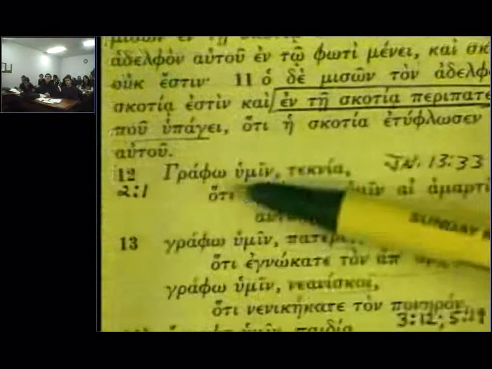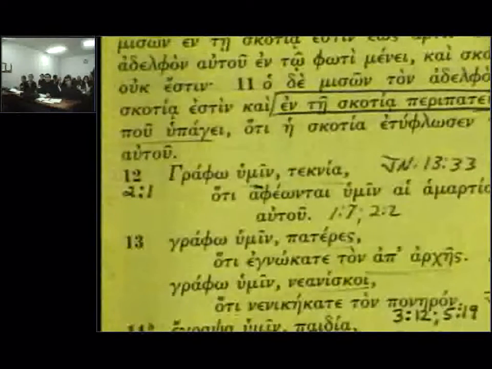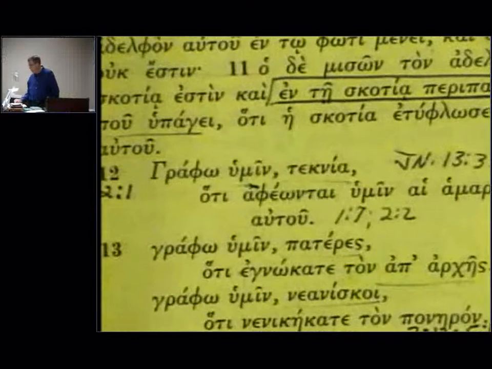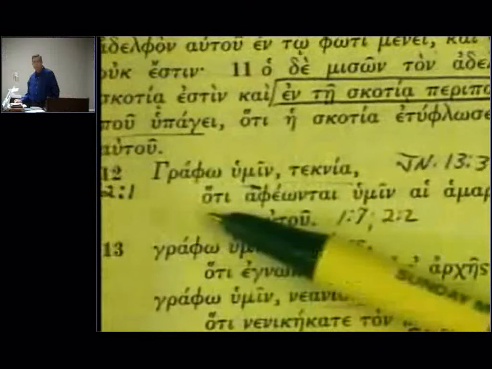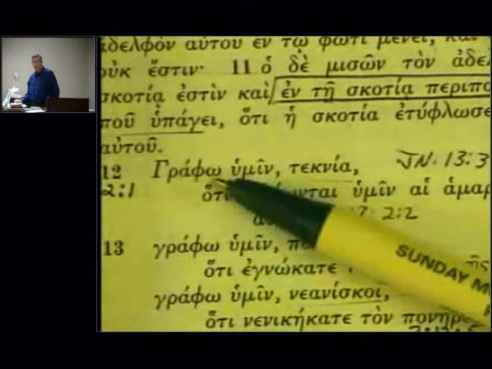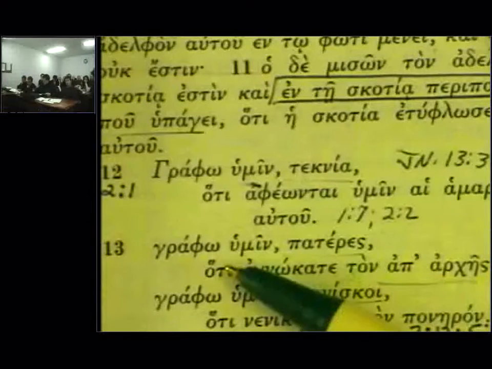Verse 12. He says, graphō. Он говорит, graphō. This is, I write to you, children. И здесь говорится, я пишу вам, дети.